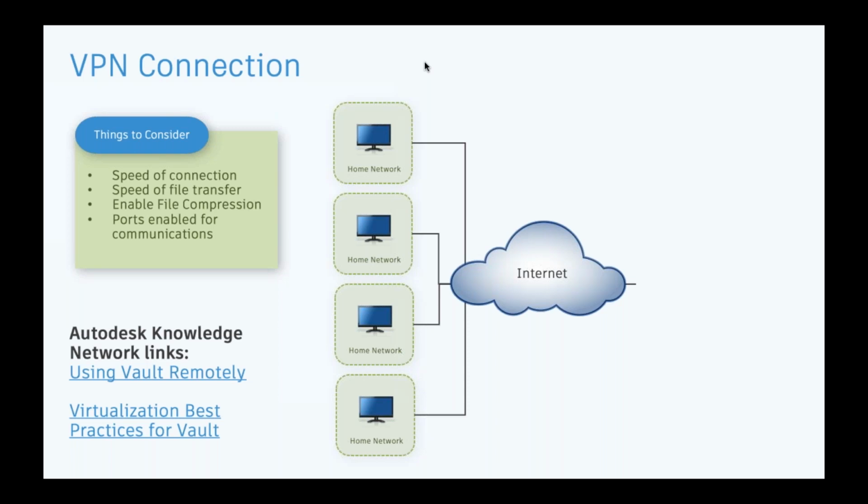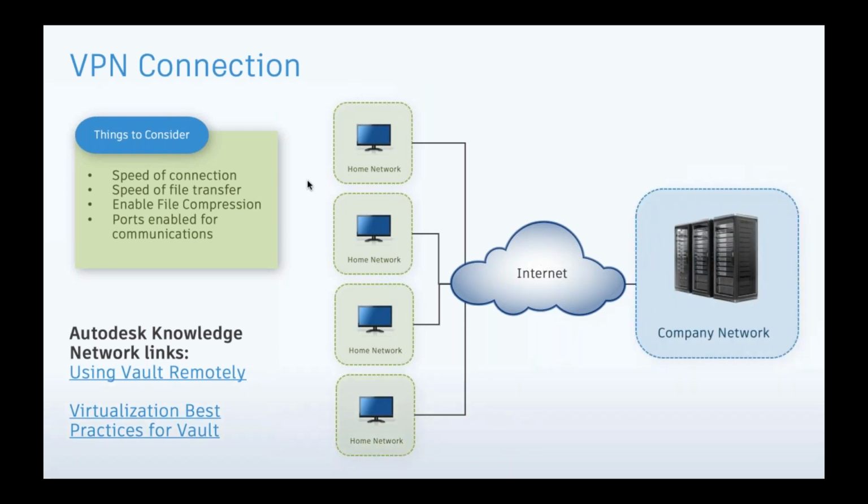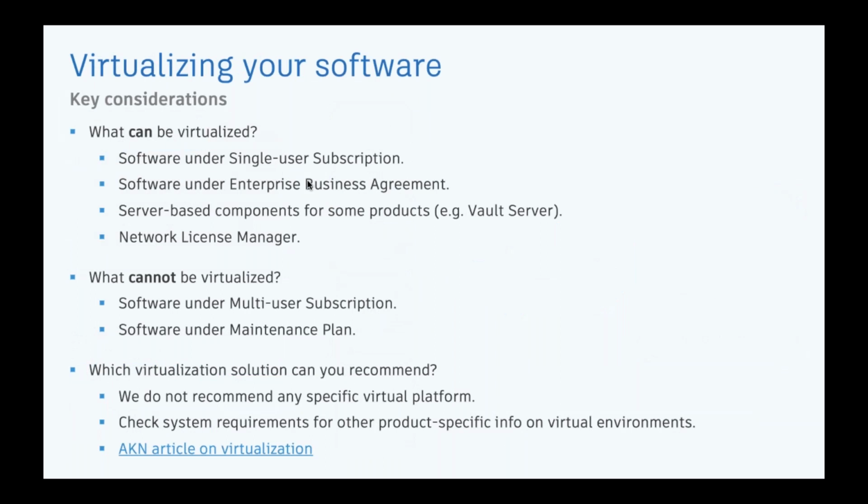We will have a link dropped in the chat window, and all of those links are also available in the article that you will receive as a follow-up email. So, VPN is option number 1, default to it if it's set up in your company. The next option is virtualization of your software. A lot of products can be virtualized, especially if it's a single-user subscription or enterprise business agreement. You can absolutely virtualize it.